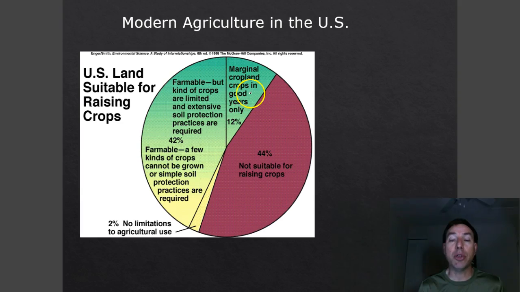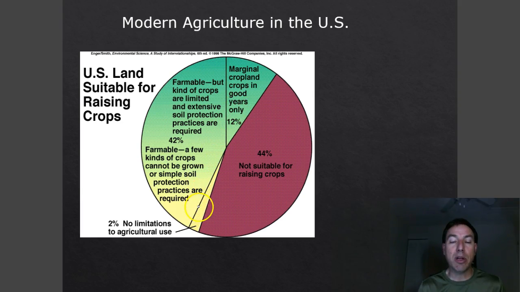Also, there's a lot of marginal land. So marginal land is that area that's right next to the crop that doesn't usually get planted. Sometimes it's not the best kind of land. It might be right up next to the fence or next to a road. And so that's 12%. And usually it only grows crops in the best of years.